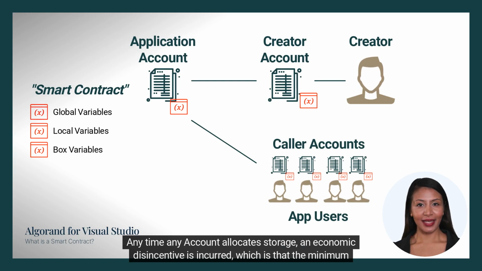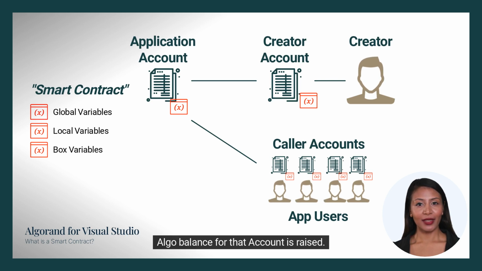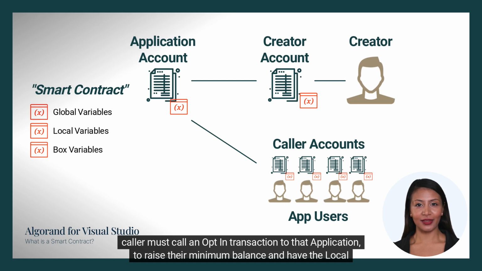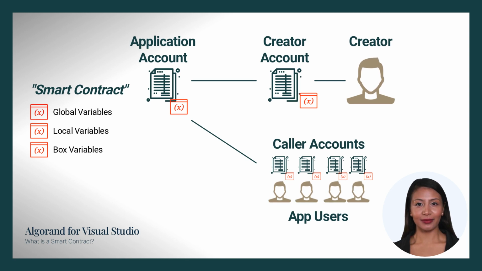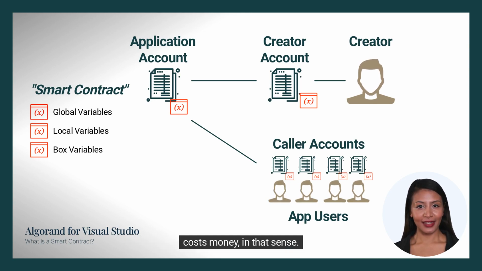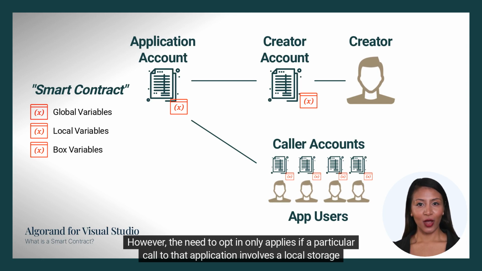Anytime any account allocates storage, an economic disincentive is incurred, which is that the minimum algo balance for that account is raised. The key implication to realize is that because local variables are stored in the caller's account, the caller must call an opt-in transaction to that application to raise their minimum balance and have the local storage allocated. Calling an application does not automatically declare the variable on the caller account, because storage costs money, in that sense. However, the need to opt in only applies if a particular call to that application involves a local storage variable.